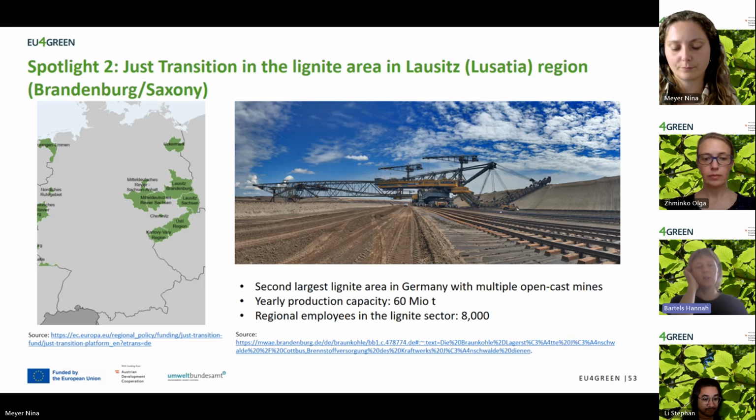So on the left-hand side, you can see a map of Germany with all its defined just transition regions. You can see that they're predominantly in Eastern Germany, but also some are located in Western Germany, which is a bit cut off of the map. So what is going on in Lusatia? It's actually the second largest lignite area in Germany with multiple open cast mines and a yearly production capacity of 60 million tons. Also, within the lignite sector, there are around 8,000 regional employees.